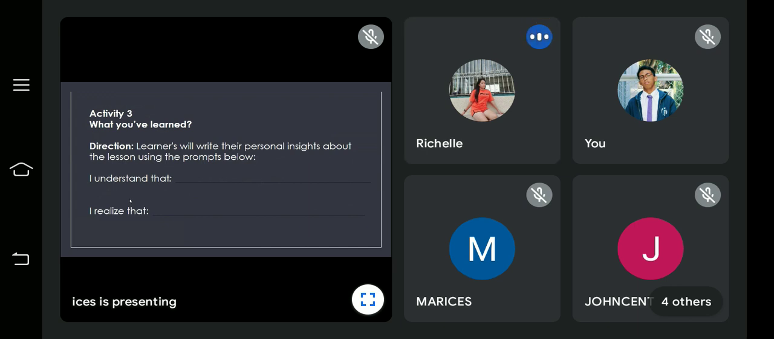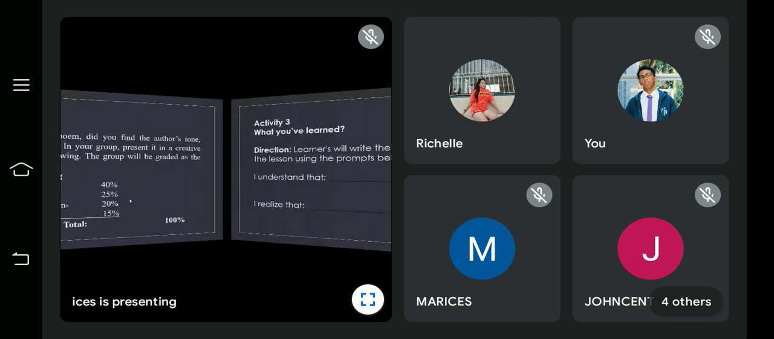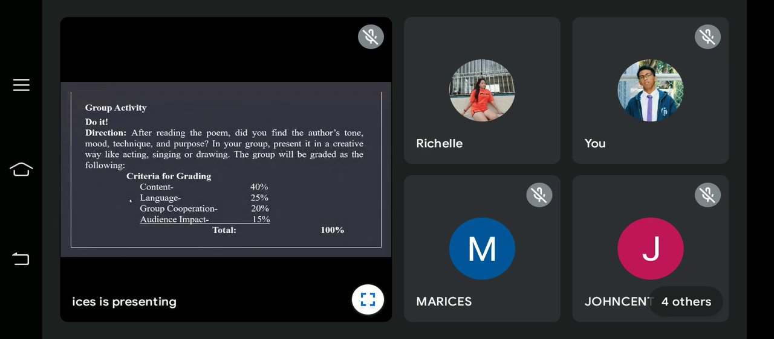So now, this is it. This is really it. Your group activity, next slide, please. Thank you. Since I've said it earlier, since we do not have enough time, your group activity will also serve as your assignment. So, I will just read the direction because we really don't have enough time. After reading the poem, did you find the author's tone, mood, technique, and purpose? In your group, present it in a creative way like acting, singing, or drawing. And the group will be graded as follows: content, 40%. Language, 25%. Group cooperation, 20%. And audience impact, 15%.